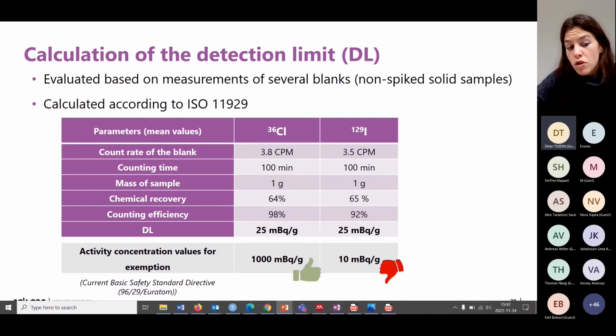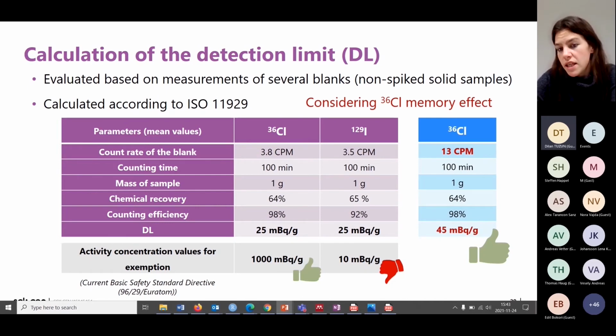Then we compared this detection limit with the activity concentration values for exemption available in the current Basic Safety Standards Directive. We could see that the detection limit for chlorine-36 was enough to reach the activity concentration for exemption, but this was not the case for iodine-129. Another thing we did was consider the chlorine-36 memory effect with a higher background, obtaining a detection limit of 45 mBq/g. Again, it was still enough to reach the exemption values established by the legislation.